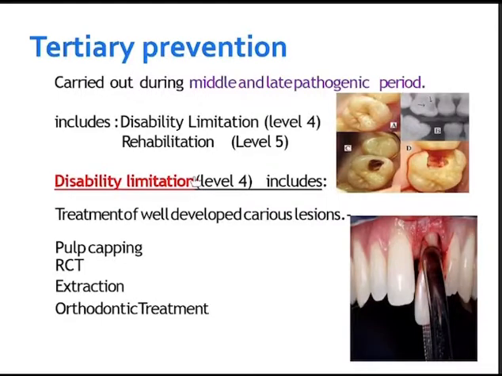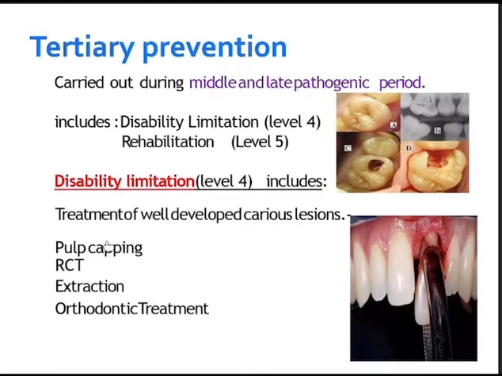What is this disability limitation? For example, the caries has involved the enamel and dentine and is very close to the pulp. You have to do a pulp capping. That comes under disability limitation. If you don't do that, it will involve the pulp, and there will be development of abscess, cellulitis and other issues. So to protect that, you do a pulp capping at an earlier stage before it involves the pulp.